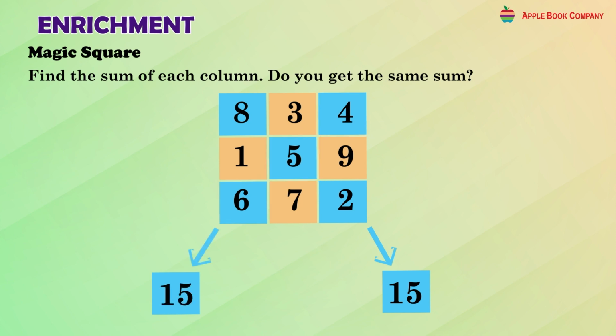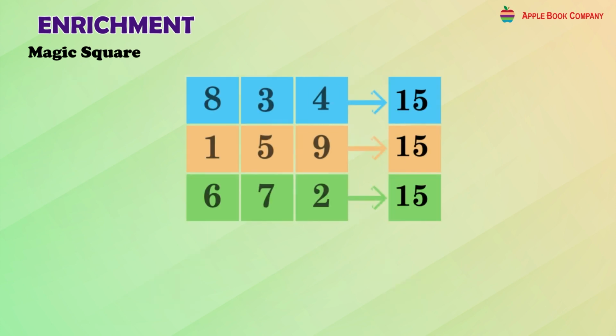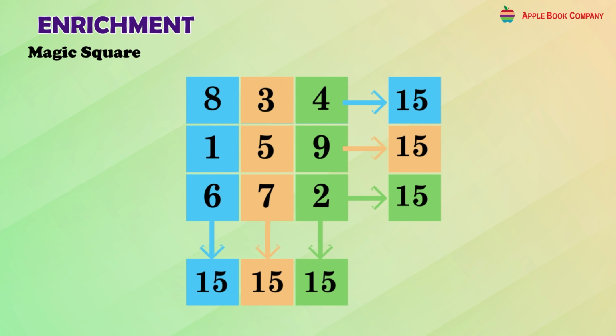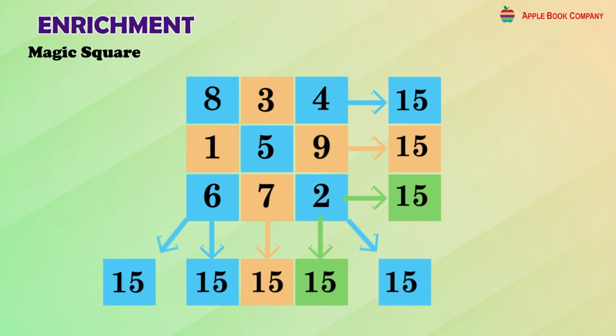The magic number for the above square is 15. It is a magic square. A magic square is an n cross n grid in which the sum of every row, column and diagonal is the same.